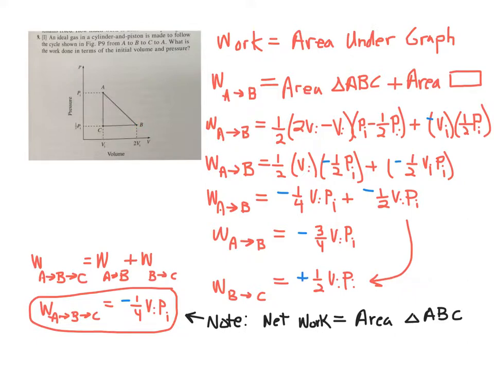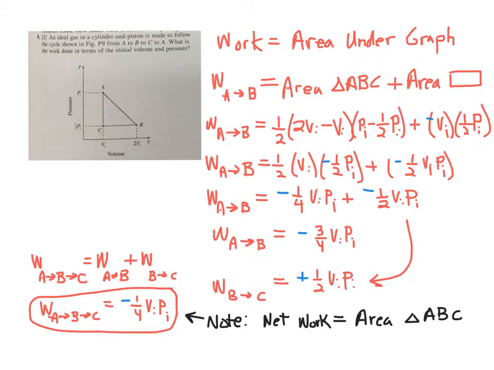It's basically a trapezoid, but you can separate it into this triangle ABC and this rectangle at the bottom, BCV. So I'm going to add those two areas. From A to B, it's the area of that triangle, and then the area of the rectangle.